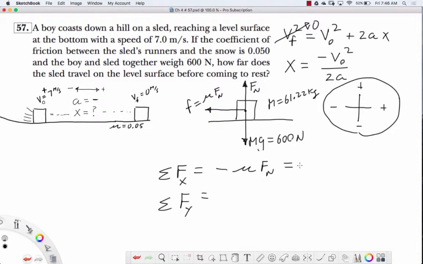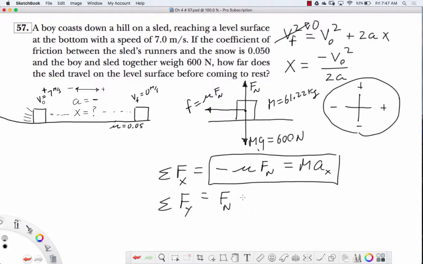And what does the sum of the forces always equal? ma, where that's the x acceleration. And then we go to the y direction. How many forces in the y direction? 2. So normal force minus the weight, which is 600. The sum of the forces always equals ma, where that's the y acceleration. But is the block accelerating in the y? No. Nope. So we can set the y acceleration to 0. Just make this equal to 0.